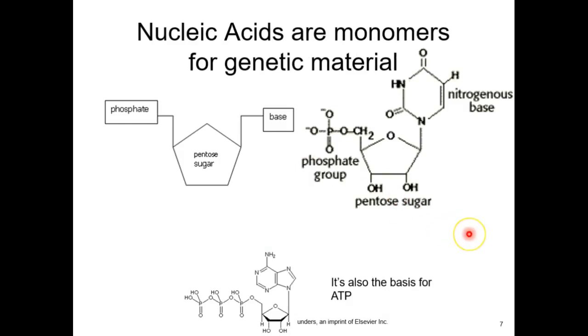Last one is nucleic acids. That is our building block of DNA. So again, the monomer here is nucleic acid. The monomer is DNA, RNA. It's also ATP. It's our basis for ATP.